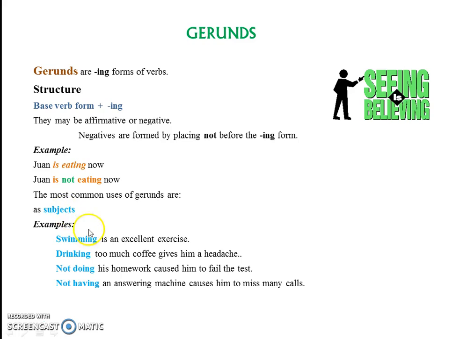Gerunds are used as subjects of sentences. Here we have some examples. Swimming is an excellent exercise. Drinking too much coffee gives him a headache. These are subjects. Here we have a negative subject: Not doing his homework cost him failing the test.